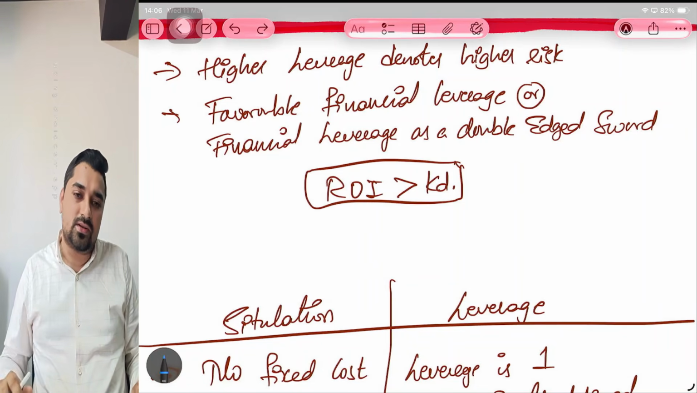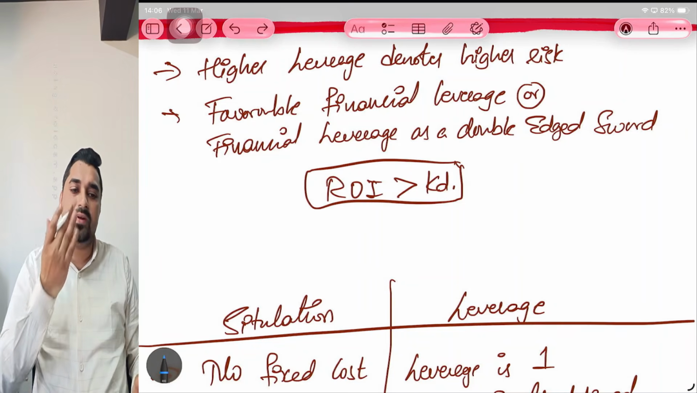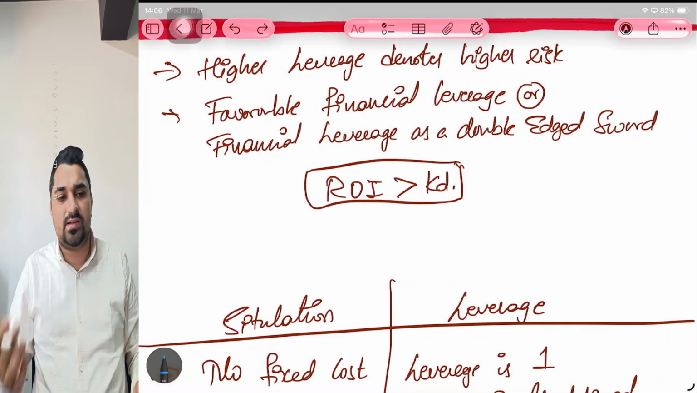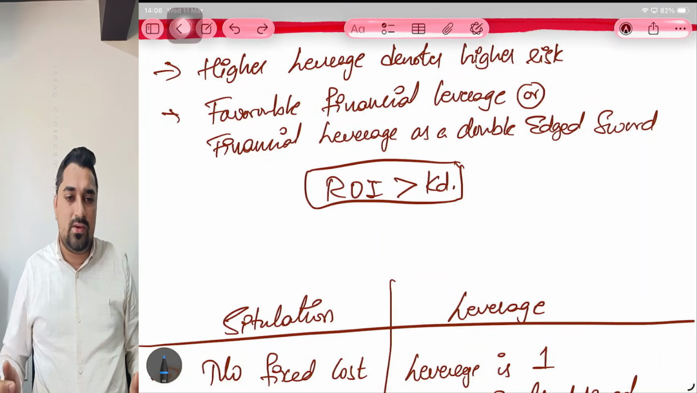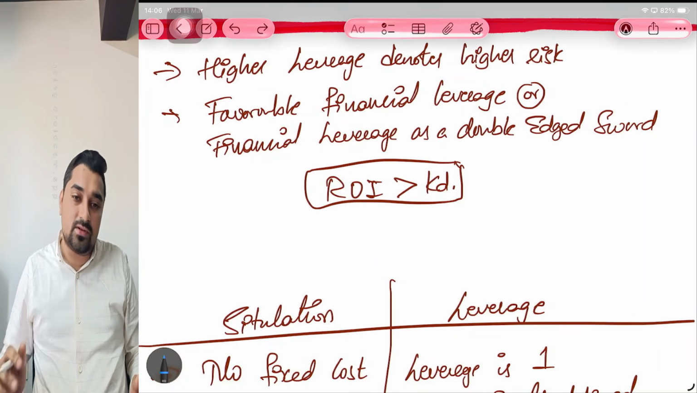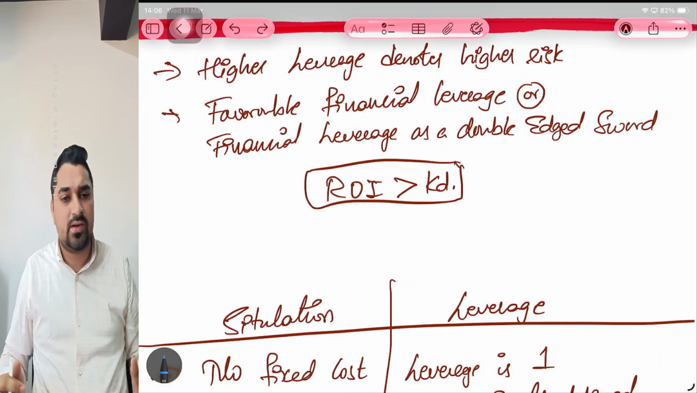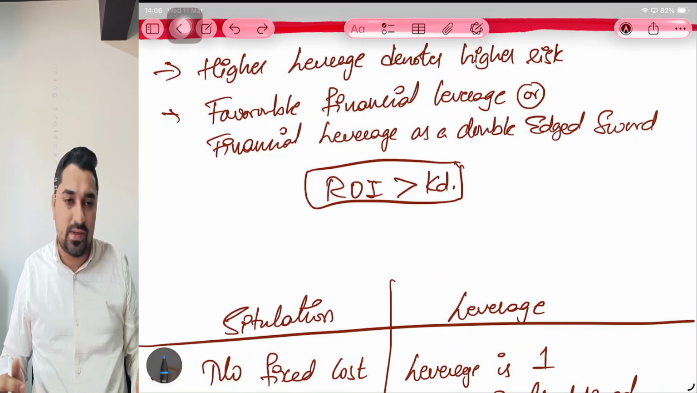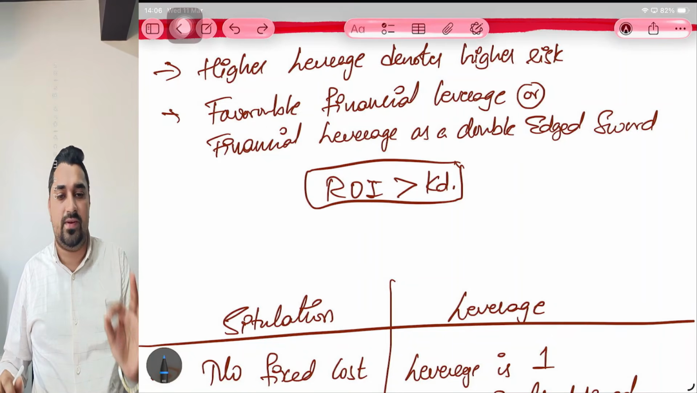This concept is also called financial leverage as a double-edged sword. What do you mean by double-edged sword? Financial leverage has some advantage also, it has some disadvantage also. What is the disadvantage? Higher financial leverage means higher risk. Higher risk means higher returns. But how can leverage also be favorable? When I'm able to generate more returns than my fixed commitment. So I've got the funds at 6%. If I'm able to generate more than 6% return, I should be okay in raising money in the form of debt. This is called favorable financial leverage.